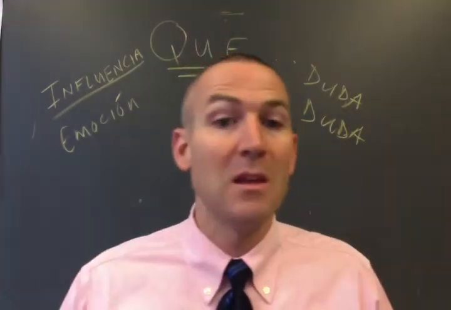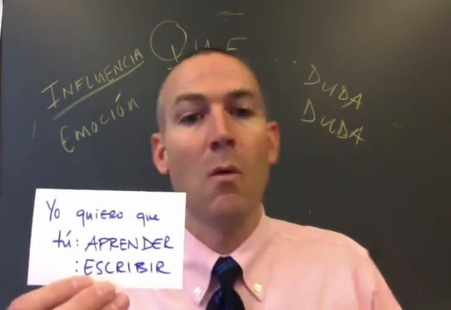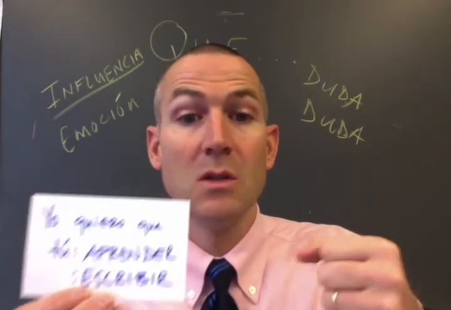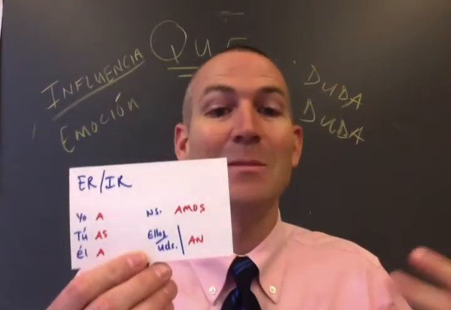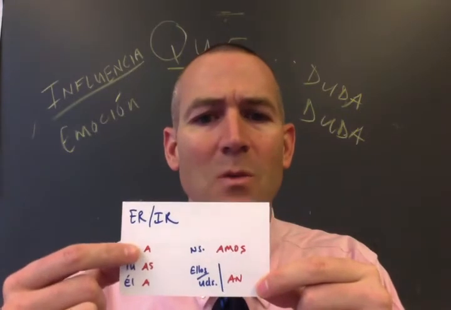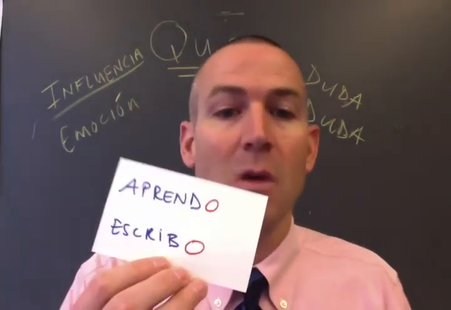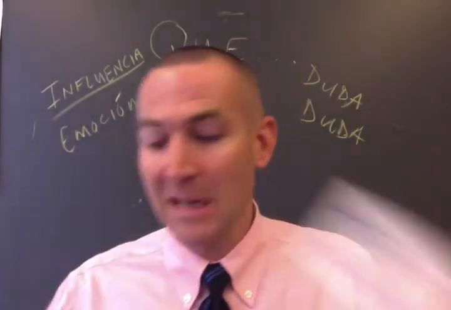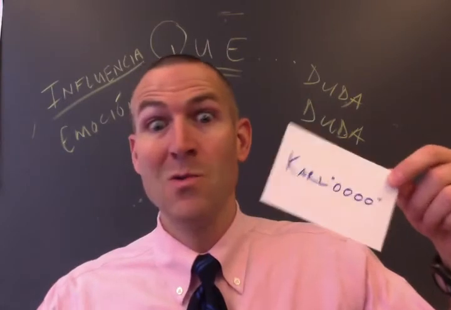So this could happen with ER verbs and IR verbs as well. For instance, yo quiero que tú, in class, I want you to learn, and I want you to write. Well, how do I make that happen? With an ER-IR verb, same deal, but my endings are different. So with ER and IR, all of a sudden, I'm in this world of as, amos, and an. Same deal. I start with my yo form, aprendo, escribo, right? I give those over to Carl, whose name's getting a little bit weird. We're at Carlu now, right?